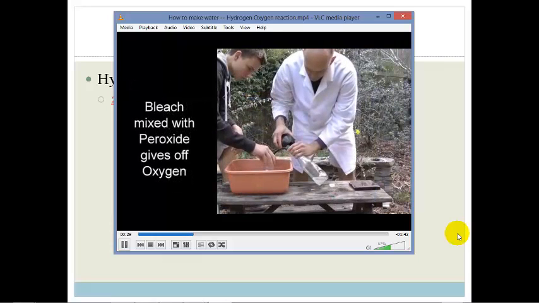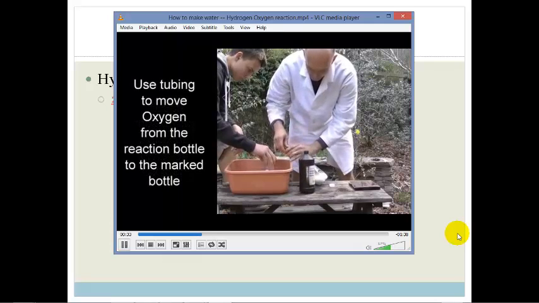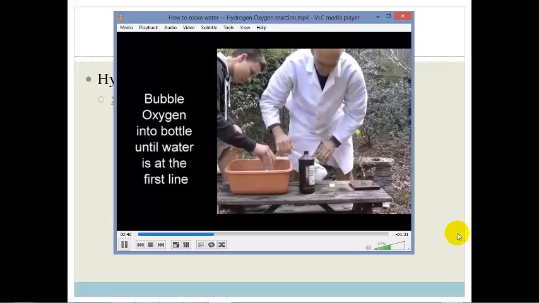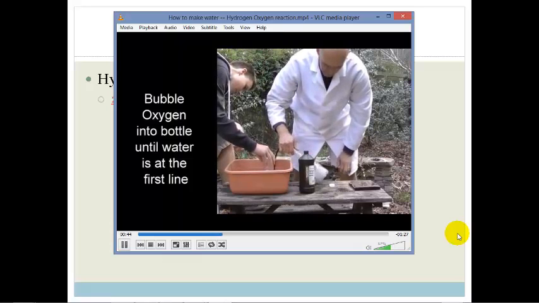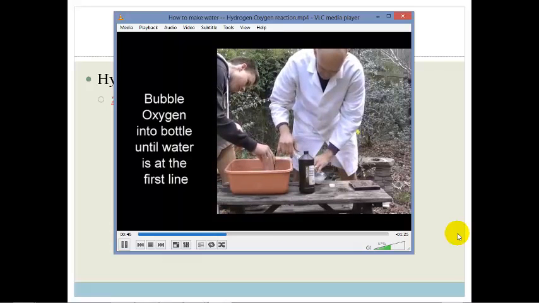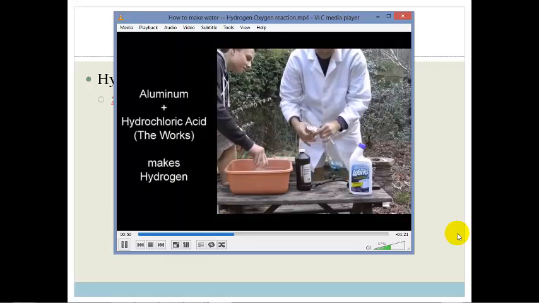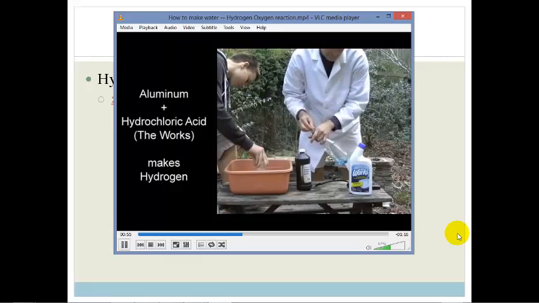So we're going to make the oxygen by combining peroxide with regular chlorine bleach that will release oxygen. And we'll bubble it into the bottle that I had marked off in thirds. I filled it up with water so that the bubbles of oxygen will just displace the water, and I'll know when I get to that first 1/3 mark. So now to make the hydrogen, we're going to take aluminum foil, put that in the bottle with the hydrochloric acid, which I'm getting from the works.